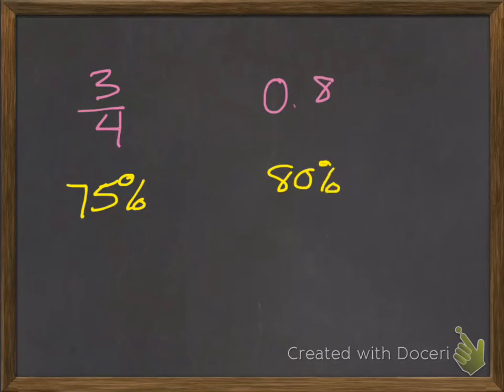And then when I just look at this, it's easiest for me to just compare whole numbers. So 75 and 80, I know that 80 is going to be more than 75, so therefore my sign is greater than.